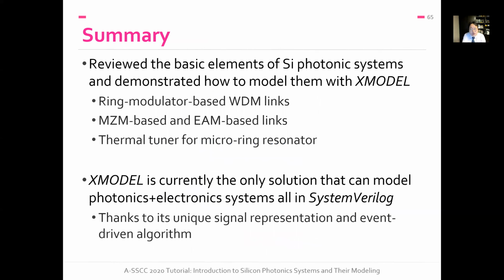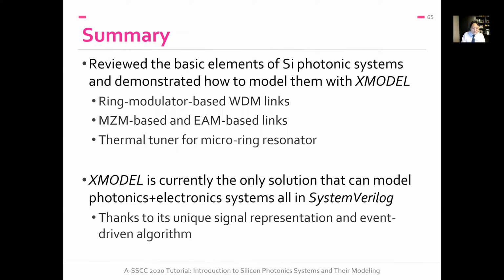So in this tutorial, we have reviewed the basic elements of silicon photonics systems and demonstrated how you can model them in XMODEL. The examples that we discussed include the ring modulator based WDM links, Mach-Zehnder based links, and the electro-absorption modulator based links. And as a final example that integrates photonic, analog, and digital components, I discussed modeling a thermal tuner for a micro ring resonator.